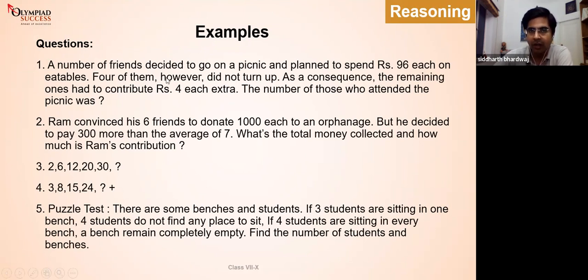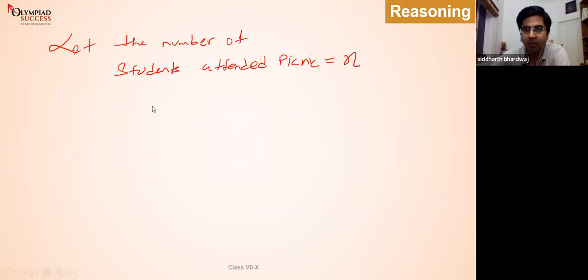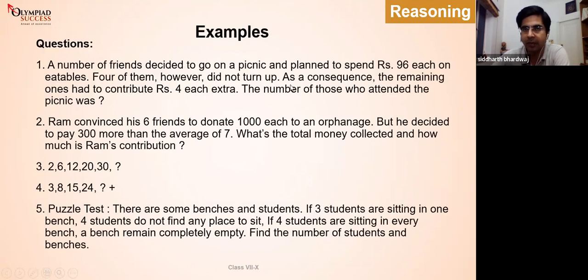Now, earlier everyone wanted to spend rupees 96 each on the eatables. So if the number of students is X, how much money would they have spent in total, if everybody was present? Everybody wanted to spend rupees 96.